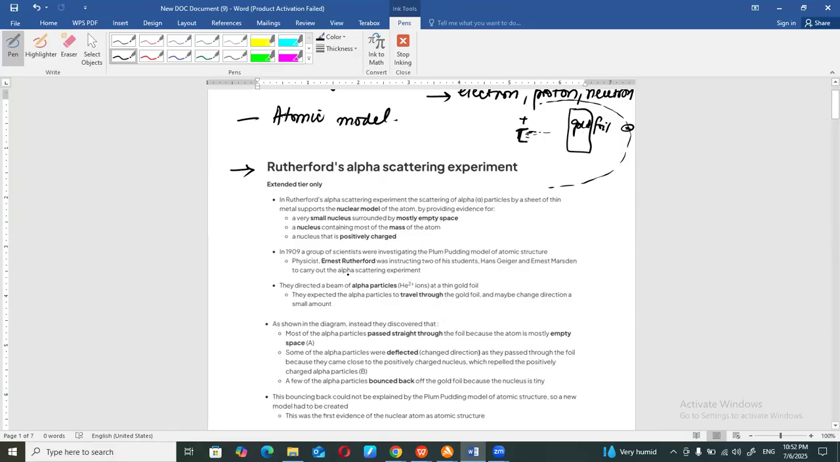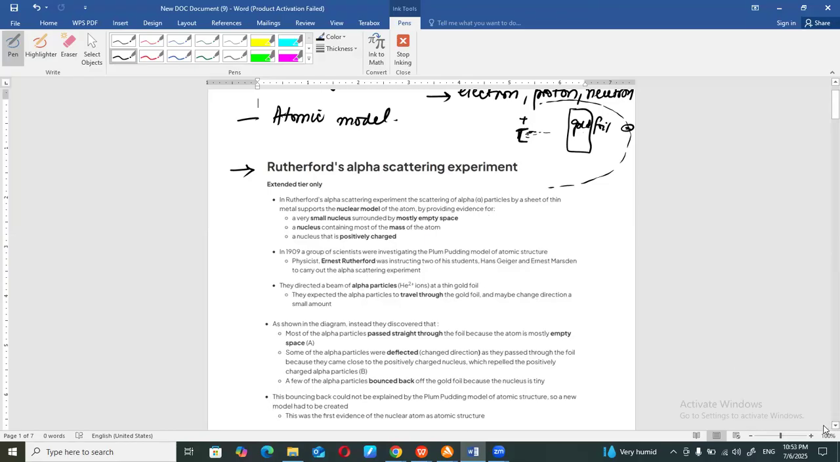The concept was that in a simple atom there is an equal number of positive and negative charges, equally scattered. So some of the particles would be reflected back, and the experiment result should be as per their thinking. But the discovery was different.